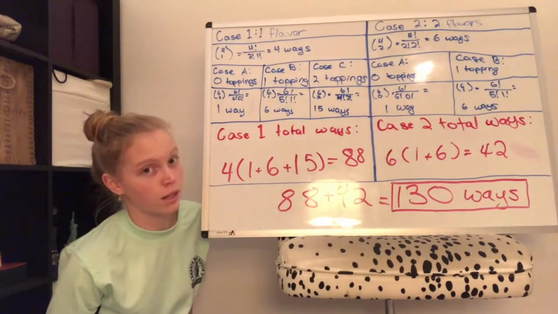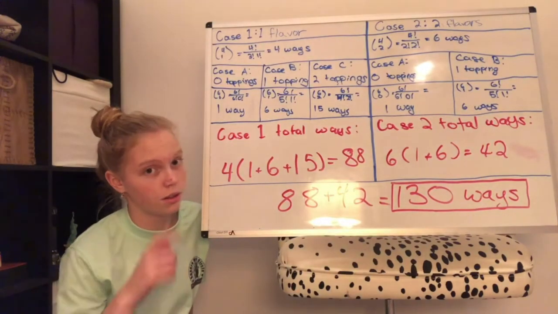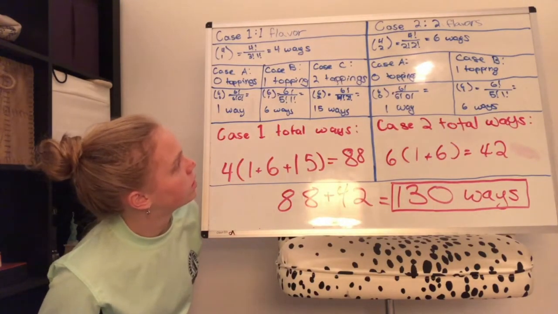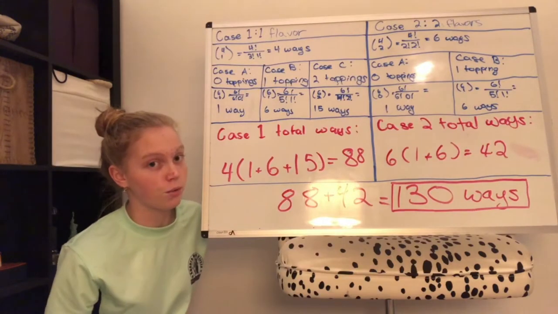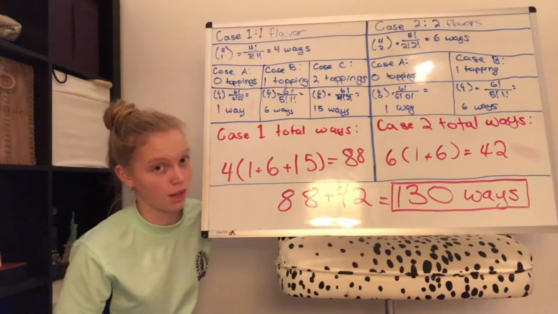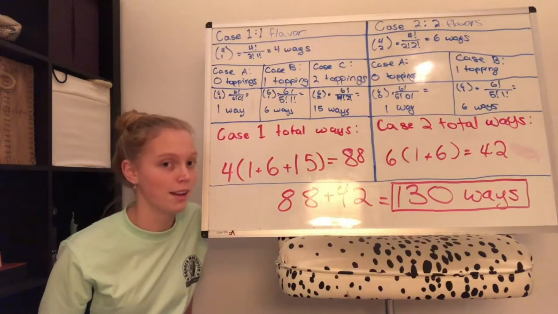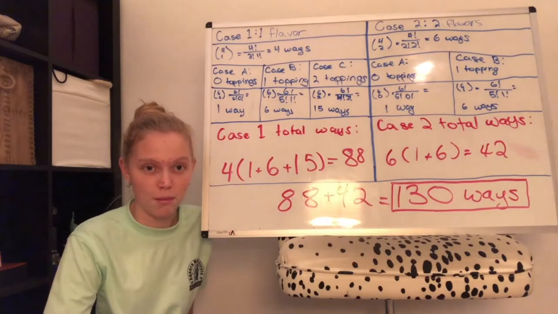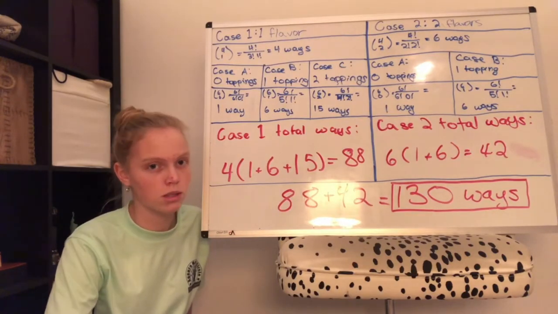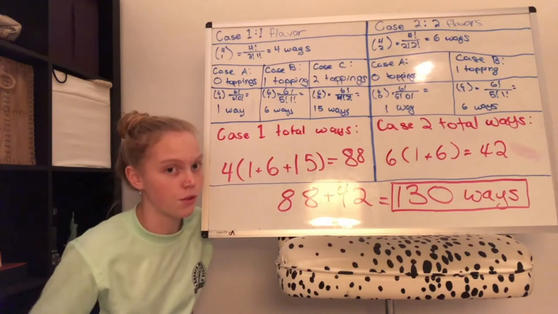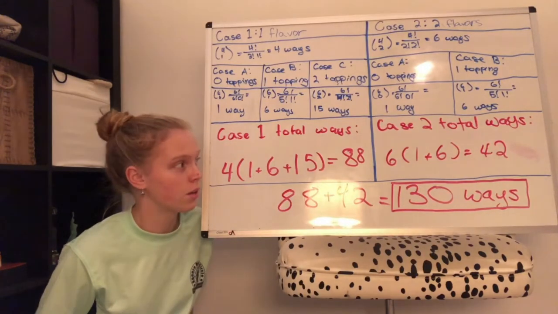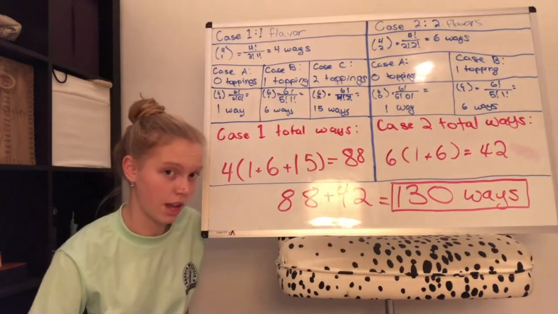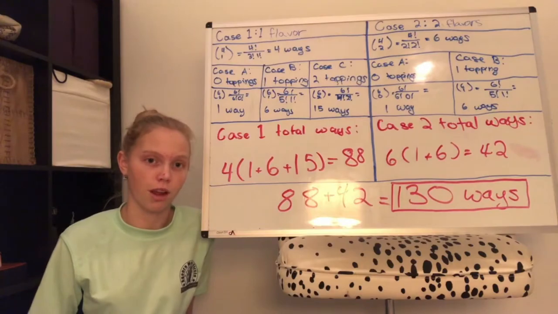Case 2 is a little bit less complicated, right? You have 6 ways to pick your flavors because it's 4 choose 2, right? And then you have case A and case B, which are 0 toppings and 1 topping. So case A is 0 toppings. Again, there's only 1 way to do that. Get no toppings. And case B, there are 6 ways to do that. Pick any one of the 6 toppings, which means there's 7 ways to choose your toppings if you get 2 flavors. Multiplying 7 by 6, we get 42. Then again, we add 42 to 88 to get 130, which is our answer.